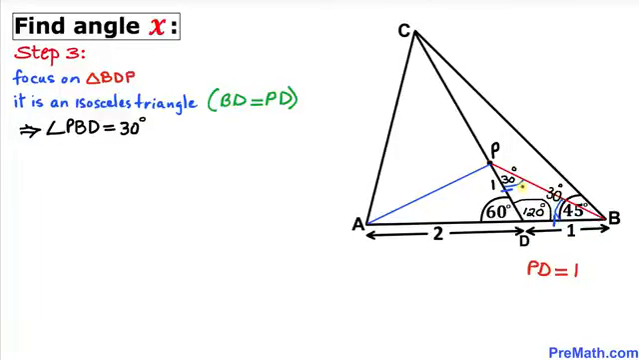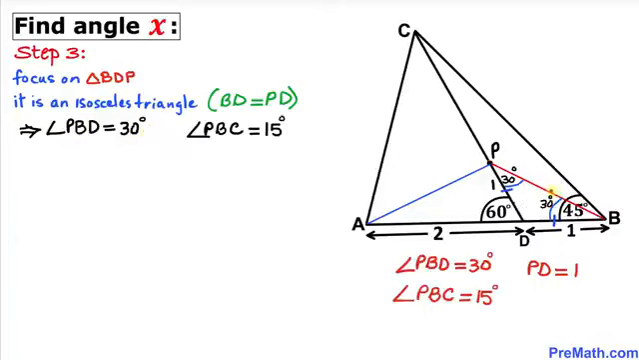So therefore, these two angles have got to be 30 degrees each, since the sum of these three angles, 120 degrees, 30 degrees, and 30 degrees, is going to make 180 degrees. No wonder I wrote down angle PBD is 30 degrees. And moreover, this angle PBC is going to be 45 minus 30 equals 15 degrees.